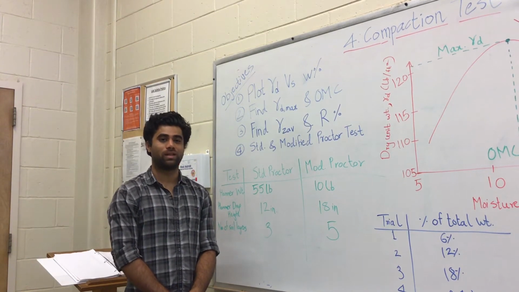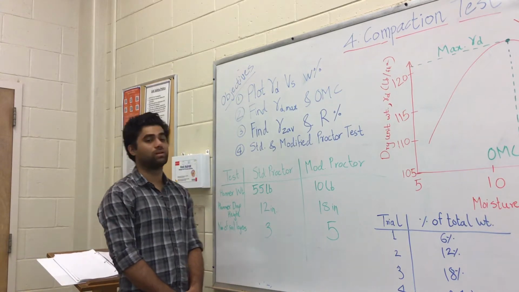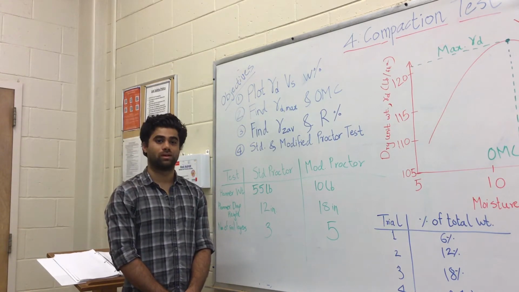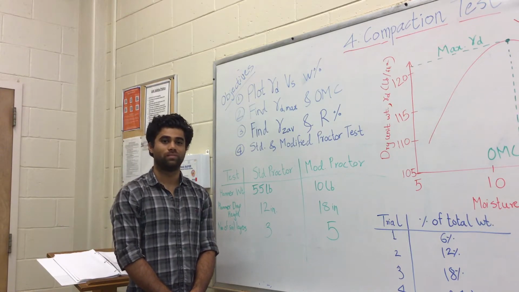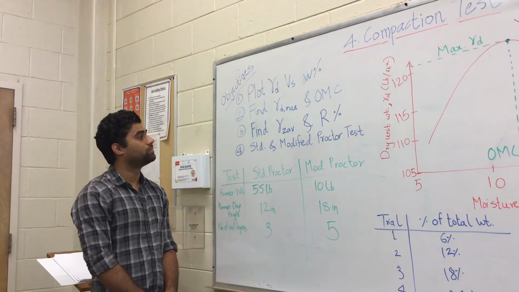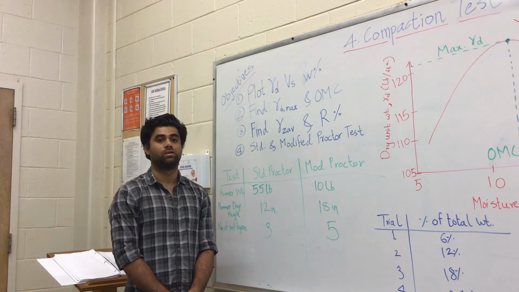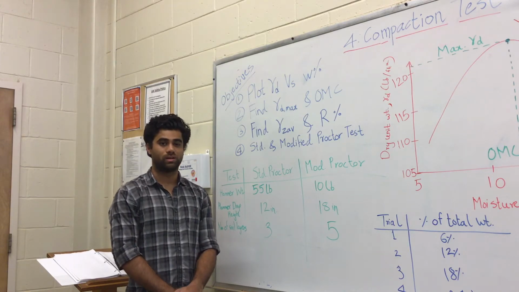So this is your fourth lab, which is the compaction test. The objectives of this test are plotting the dry unit weight versus the moisture content. The second objective is finding the optimum moisture content and the maximum dry density. And the third objective is finding the zero air void unit weight and relative compaction, and then understanding the difference between the standard and the modified.